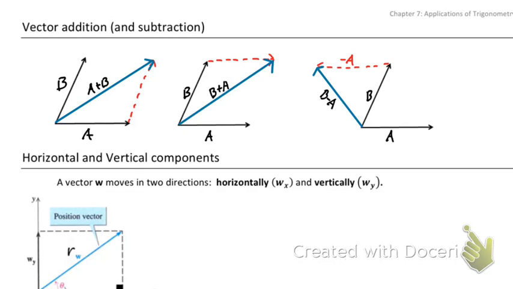I could also do A plus half of B. In that case, you'd go out to A and just do half of B. All right? So it's just drawing is what this kind of method is. Tip to tail is just drawing. All right, so that is vector addition.